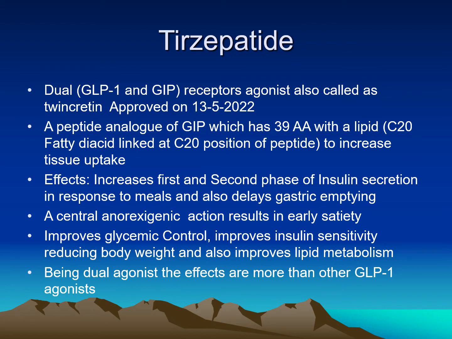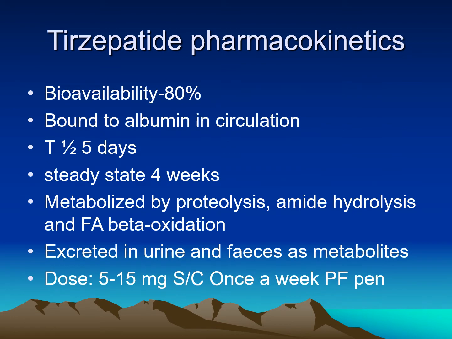I mean, these are the common actions of all these drugs. Central anorexic action has also been shown. It improves, therefore, glycemic control, insulin sensitivity, reduces body weight, improves lipid metabolism. Its effects are certainly more than GLP-1 agonists, which are single agents. This agent is a dual agonist.